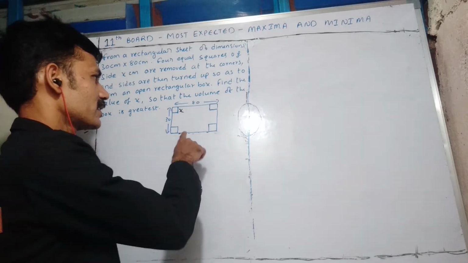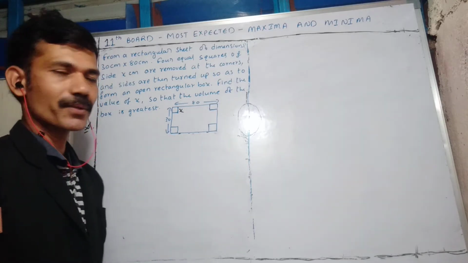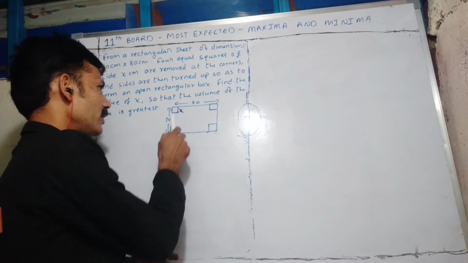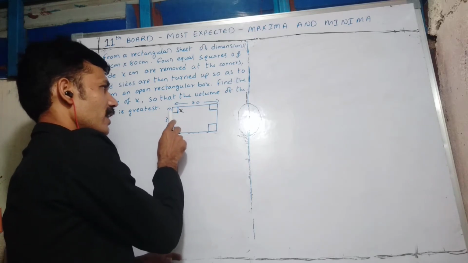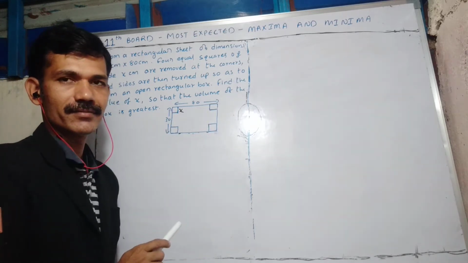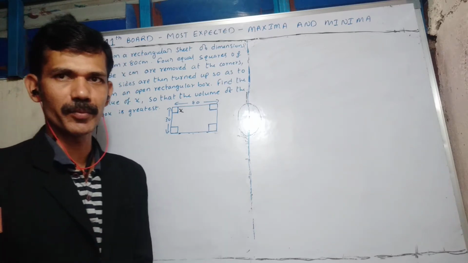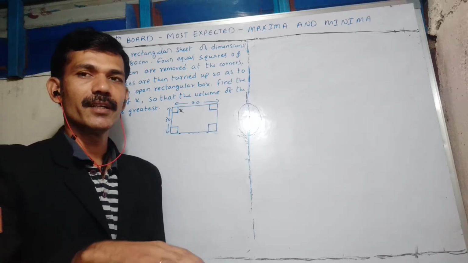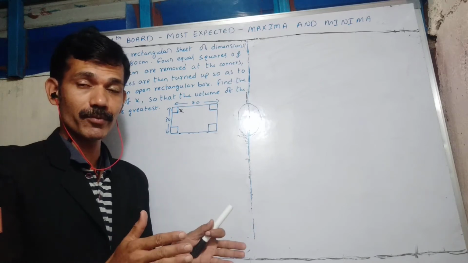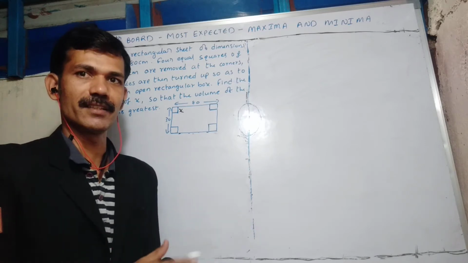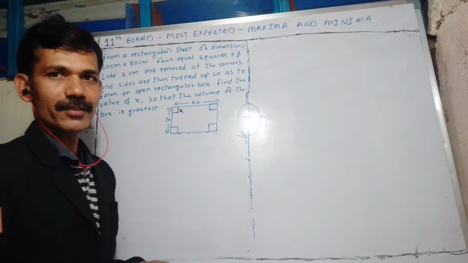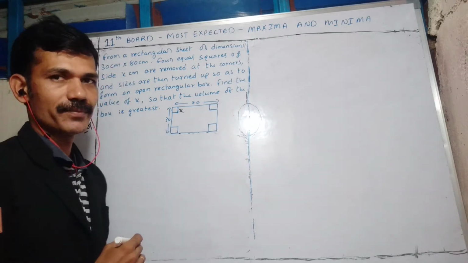See, the rectangular sheet is like this. We will remove a square from each corner. Then we have to fold it into a rectangular box. A sweet box we have to make so that it has maximum volume and we can keep maximum sweets like that. That we have to find.